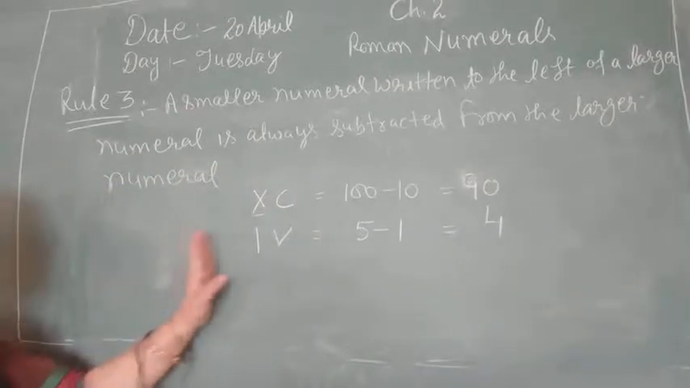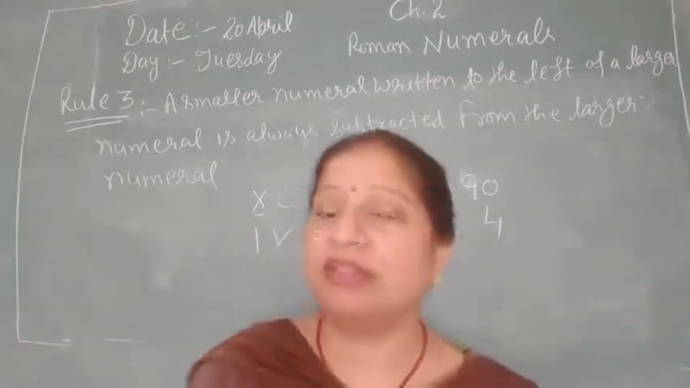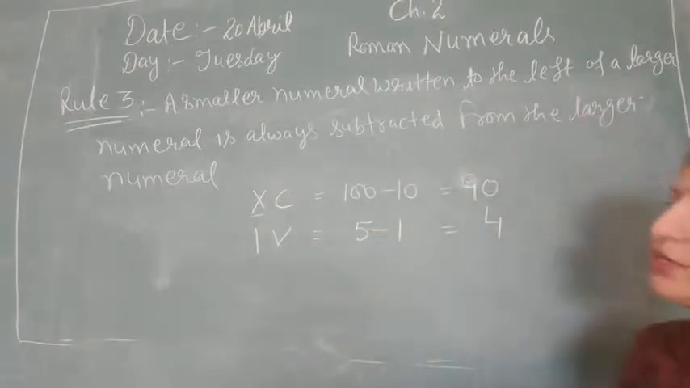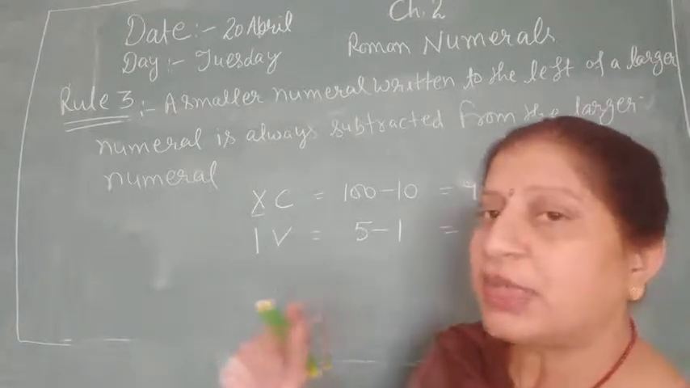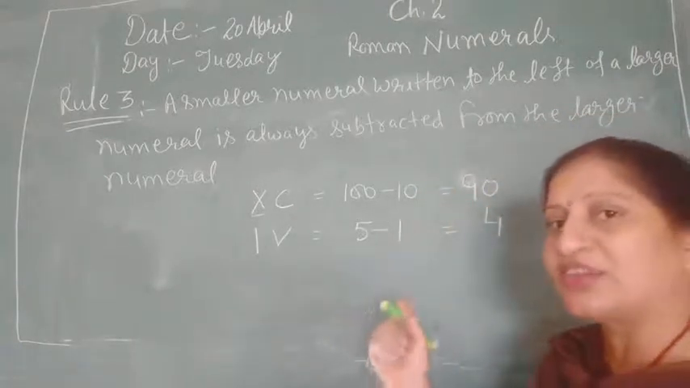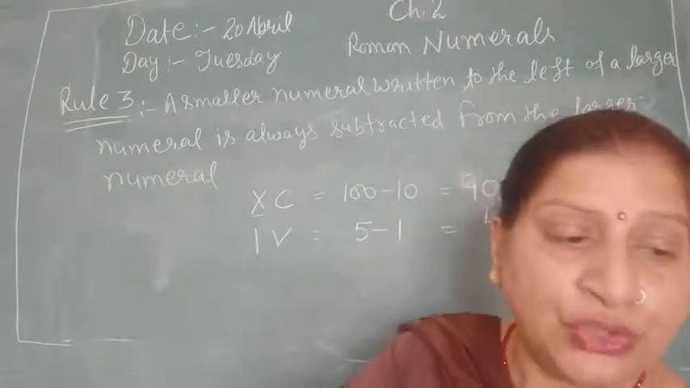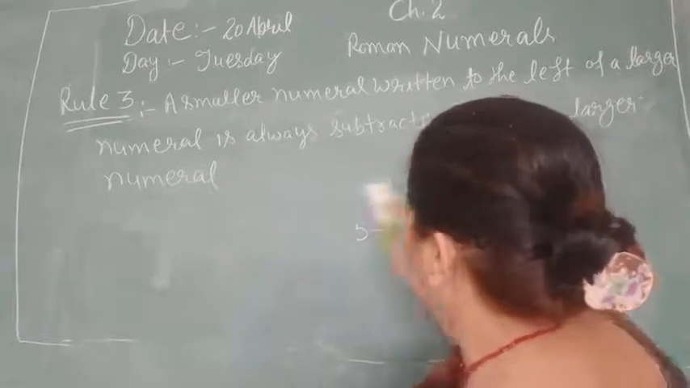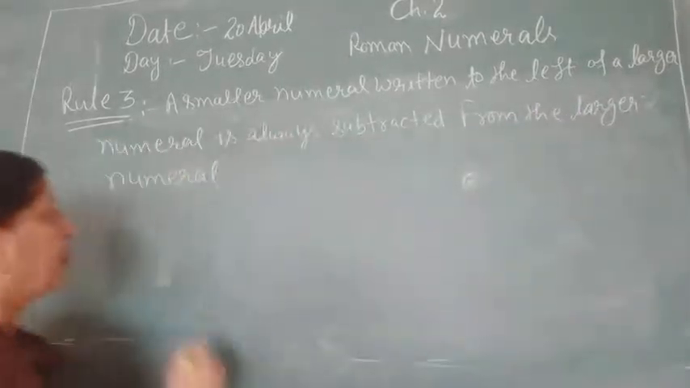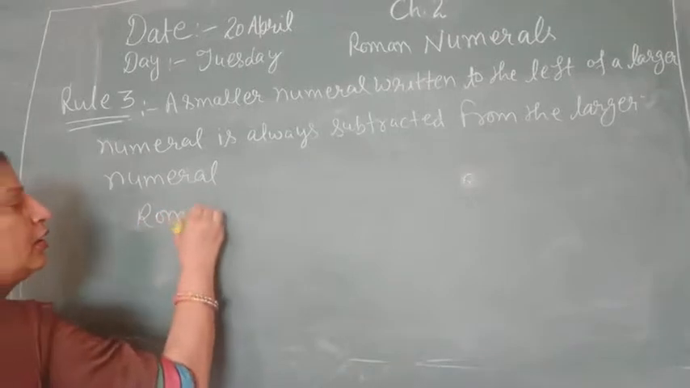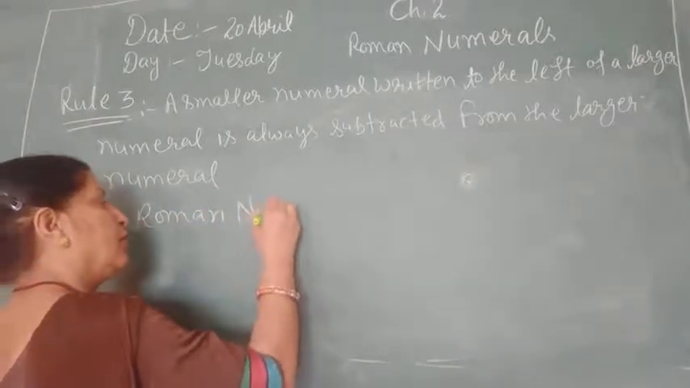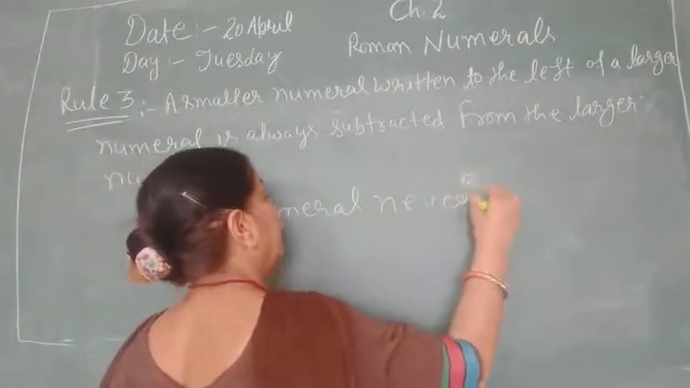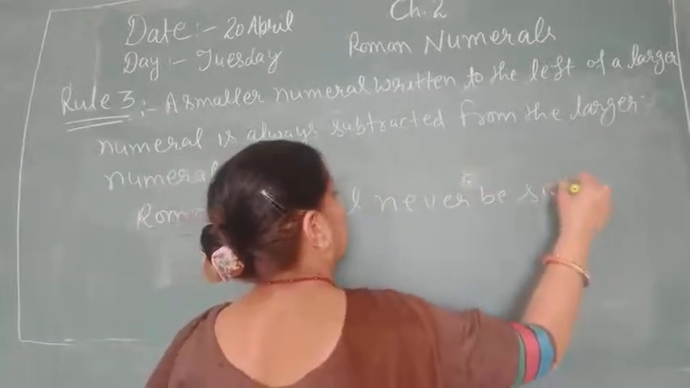But when we subtract Roman numerals, there is a restriction. And what is the restriction? The restriction is that some Roman symbols are not subtracted. First of all, you have to learn which Roman numerals can never be subtracted.